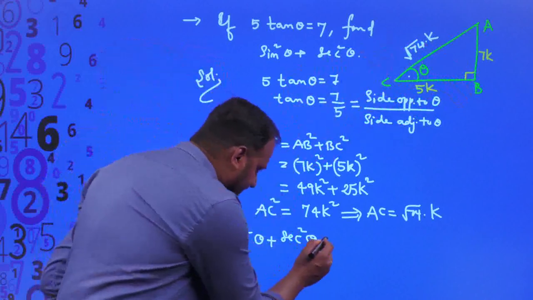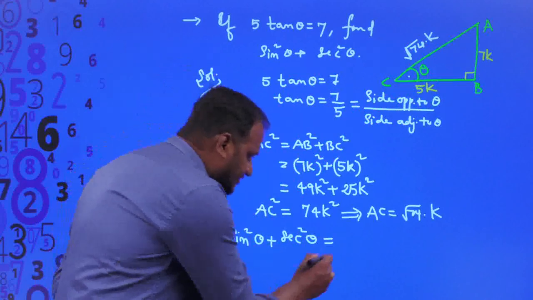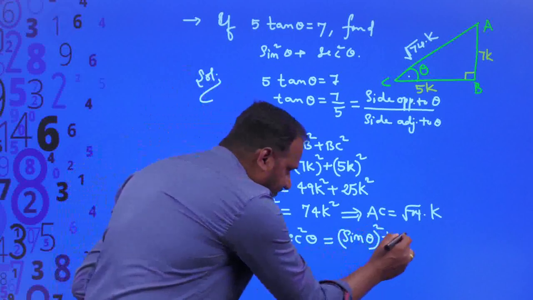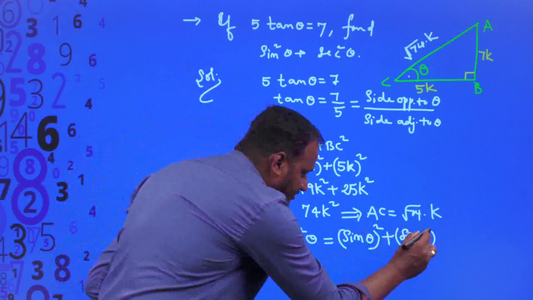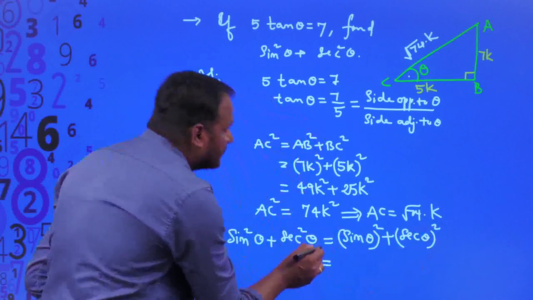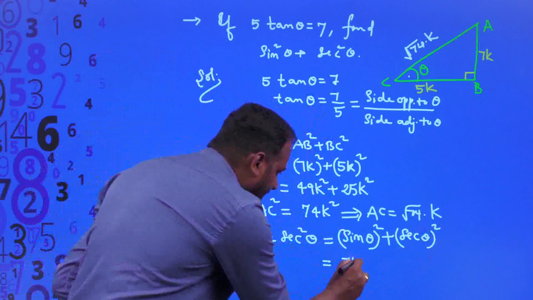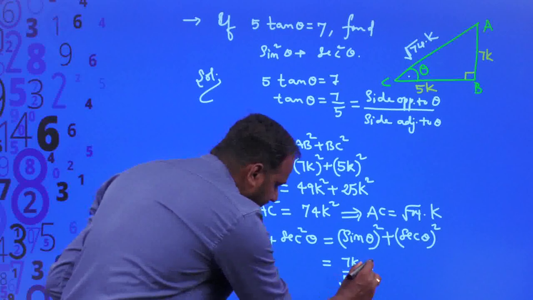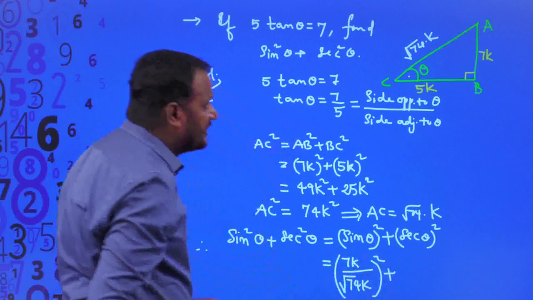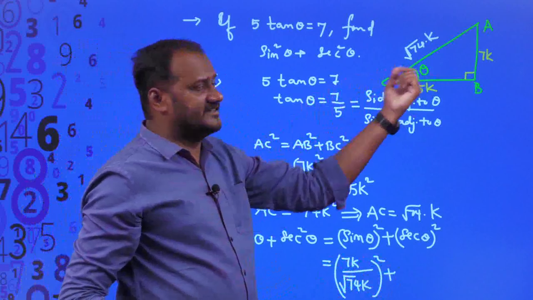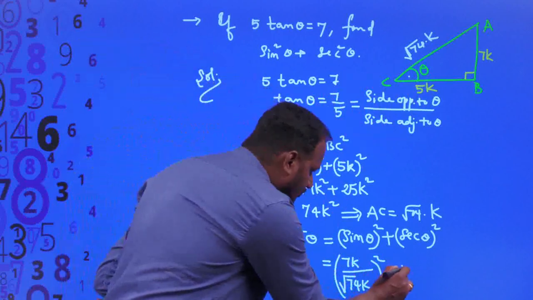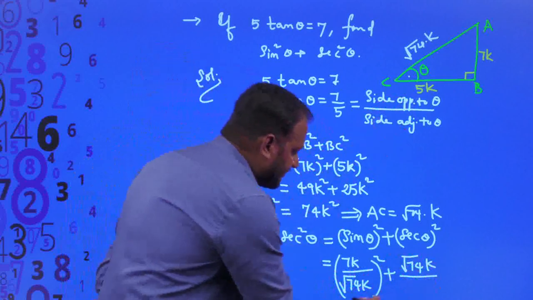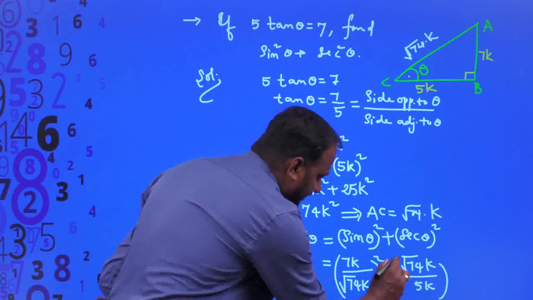I will write sine square theta plus secant square theta as sine theta whole square plus secant theta whole square. Now, what is sine theta? 7k divided by root 74k, whole square, plus secant theta. What is the definition of secant theta? Hypotenuse by side adjacent to theta. So the hypotenuse is root 74k divided by the side adjacent to theta, which is 5k. So 5k whole square.